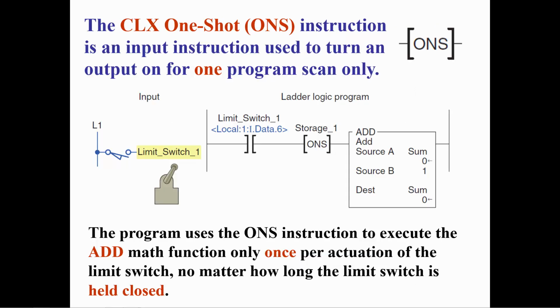The ONS one-shot instruction is an input instruction used to turn an output on for one scan cycle regardless of how long the instruction is true. The ONS output becomes true on the false to true transition of the instruction.